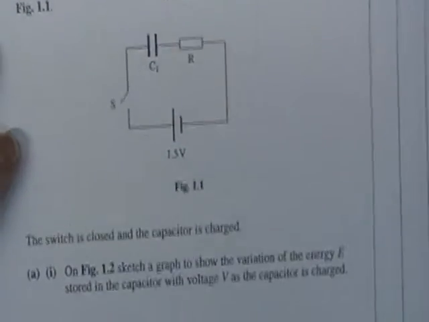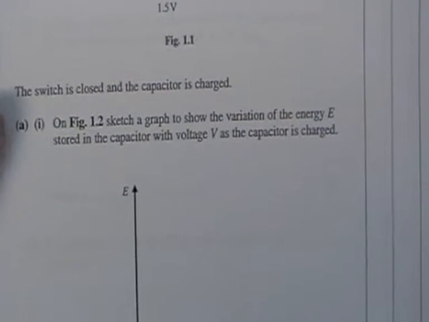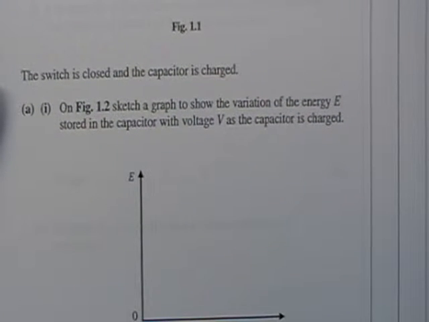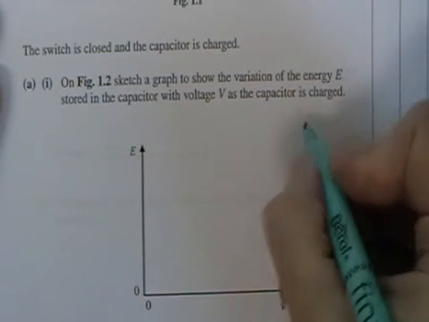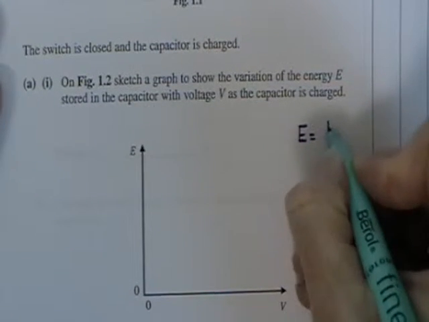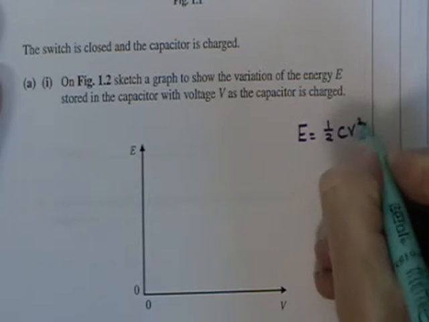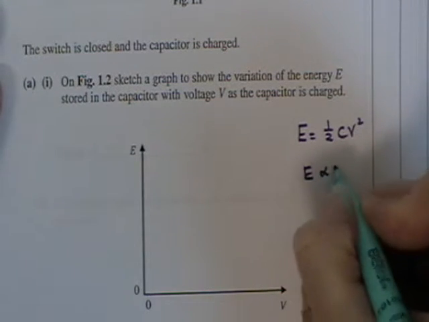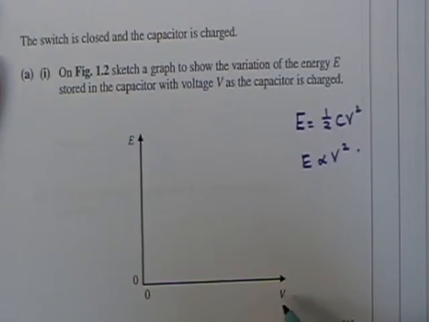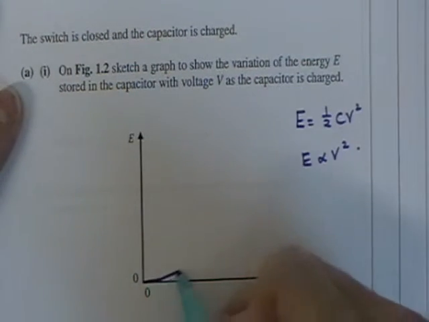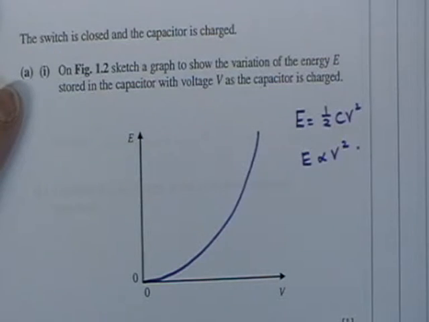On figure 1.2, sketch a graph to show the variation of energy stored in the capacitor with voltage V as the capacitor is charged. So if you just write down your equation, E is equal to half CV squared, therefore E is proportional to V squared, and if you were plotting a graph of E versus V, then it's going to be a curve which slopes upwards, like that.